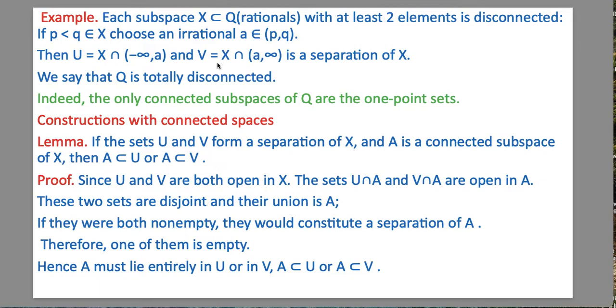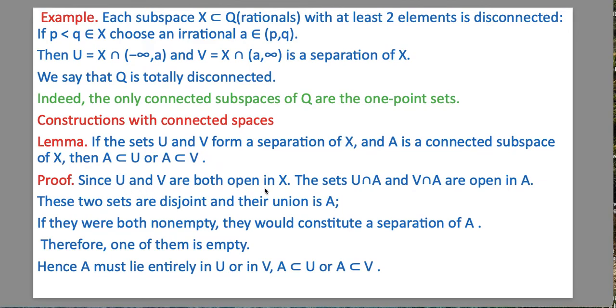Now we have several examples of spaces that are not connected. How can we construct spaces that are connected? Now we shall prove some theorems that tell how to form new connected spaces from given ones. So first of all, we prove one lemma. If the sets U and V form a separation of X and A is a connected subspace of X, then A is a subset of U or A is a subset of V.